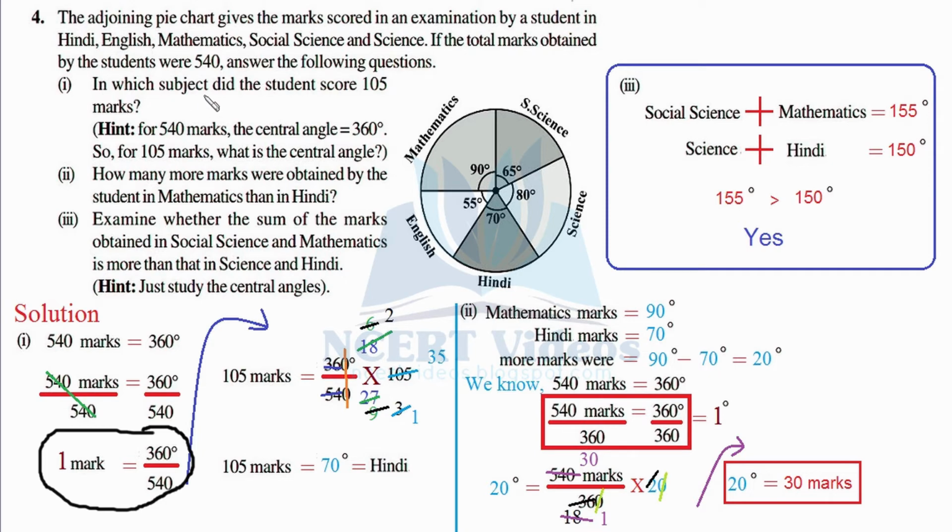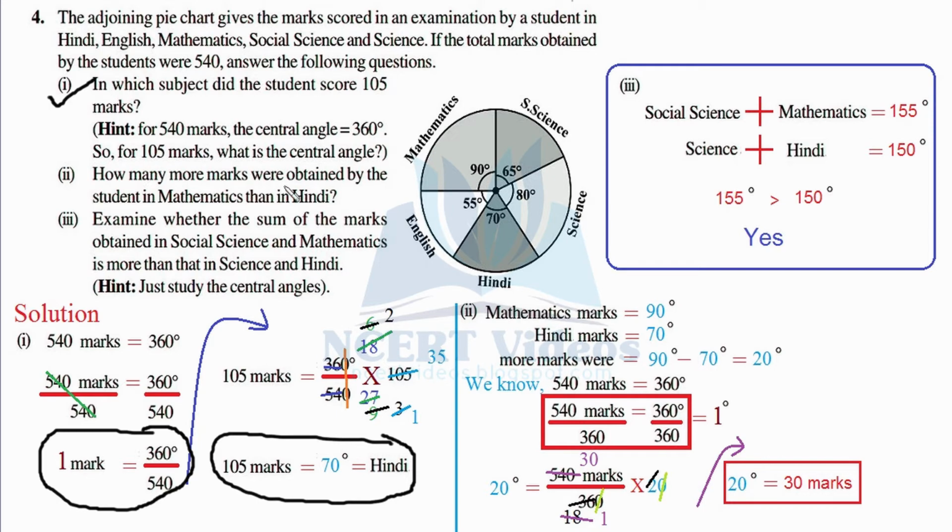It was saying, in which subject did the student score 105? Well, we indirectly found that it is Hindi, and that is our required answer. So we can say 105 equals 70 degrees. That also equates to the Hindi subject. So with this, our first part is solved. It was easy, you just have to understand it practically.